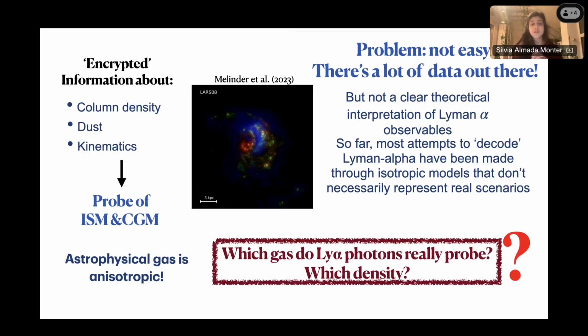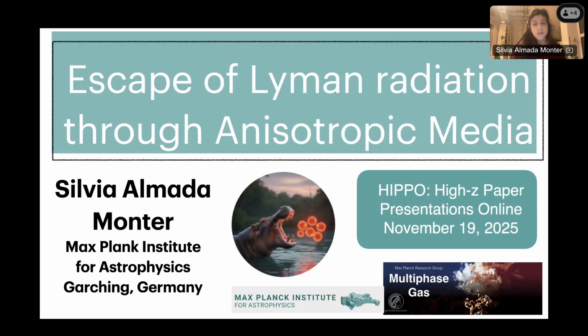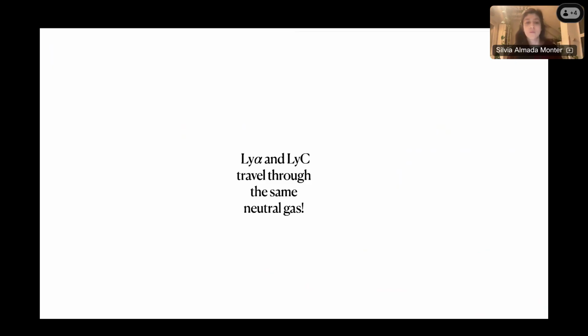Also, because it's anisotropic, this gives us another question that we would like to answer. The question is, which gas do Lyman-α photons really probe? When we take a look at the Lyman-α line profile, which density can we extract from it? So this brings me back to my initial slide, when I told you that I will be talking about the second Lyman. And the second Lyman is Lyman continuum, of course.